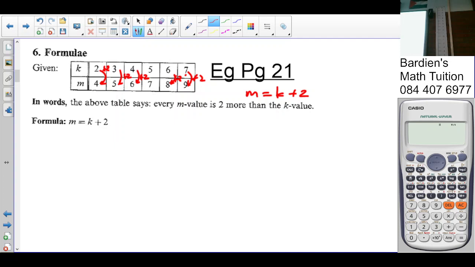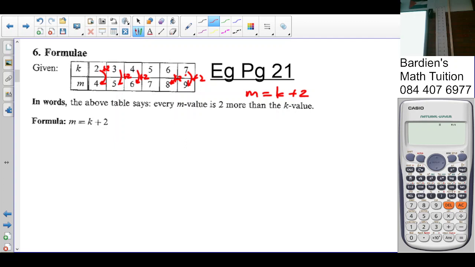So in words, the above table says every M value is 2 more than the K value. Make sense? And the formula? The formula is going to be M is equal to K plus 2. So what if K is 8? It's going to be 8 plus 2, which is 10.